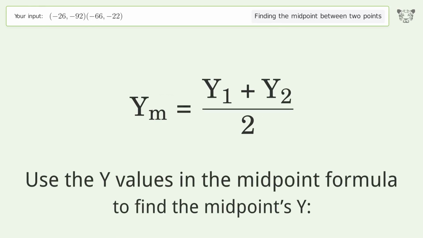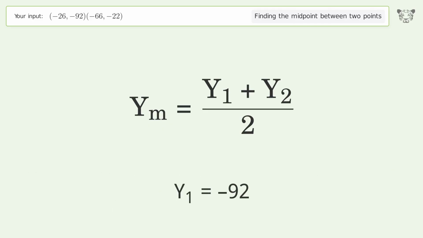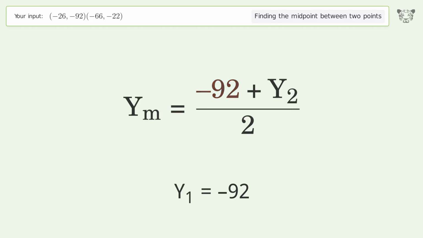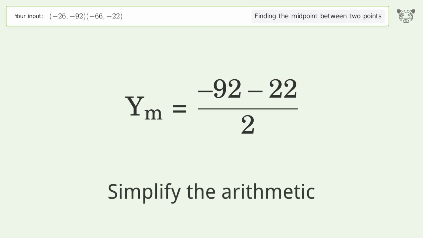Use the y values in the midpoint formula to find the midpoint's y. y1 equals -92. y2 equals -22. Simplify the arithmetic.